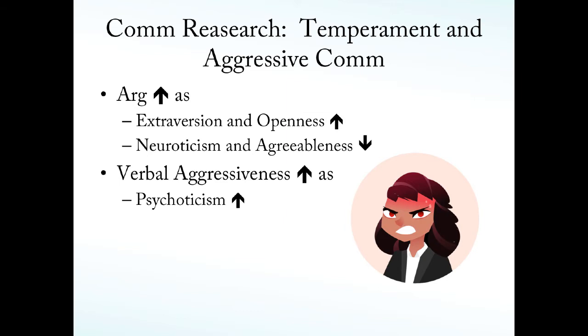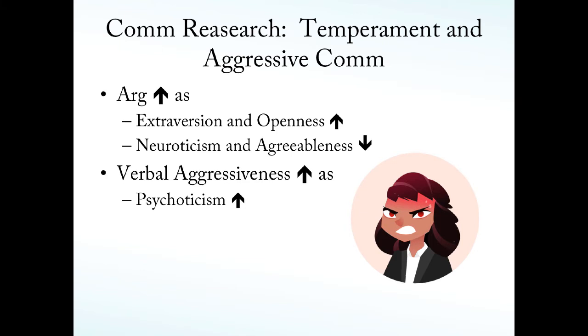Over time and across many samples, we have seen that as argumentativeness increases, extroversion and openness increase. This means that for every time we see a high level of argumentativeness, we are likely to see a high level of extroversion and openness. Here's the caveat: we're not talking about causes. We're talking about when one thing occurs, what is the likelihood of another thing to occur.